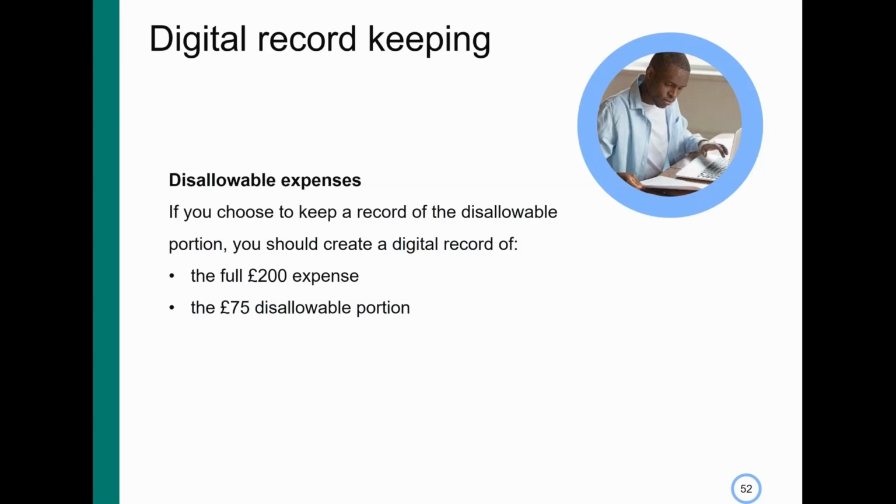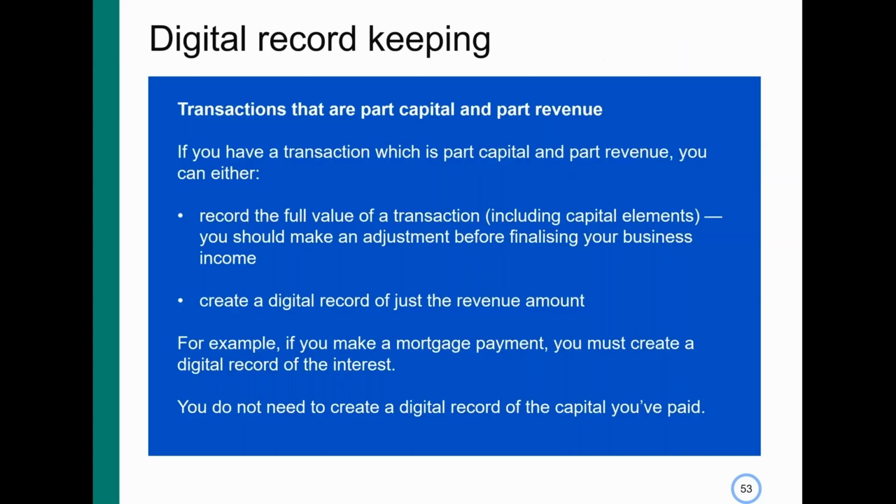If you have a transaction which is part capital and part revenue, you can either record the full value of a transaction, including capital elements. You should make an adjustment before finalizing your business income, or create a digital record of just the revenue amount. For example, if you make a mortgage payment, you will need to create a digital record of either the interest or the full amount. If you create a digital record of the full amount, you will need to make an adjustment at the end of the tax year before you finalize your income tax position.